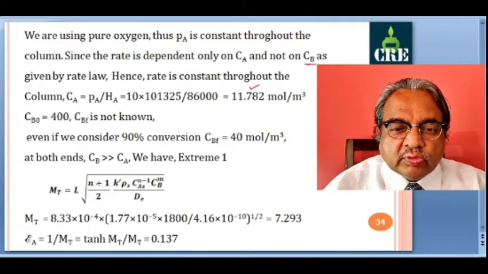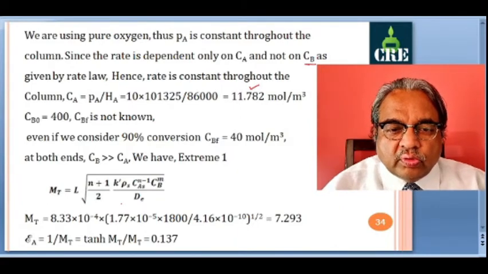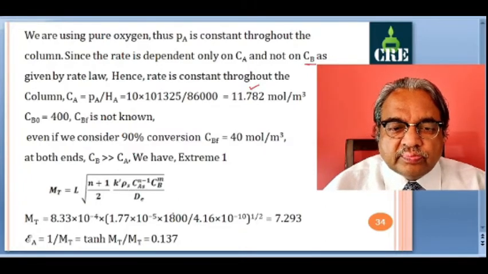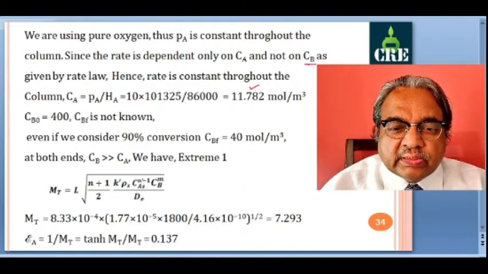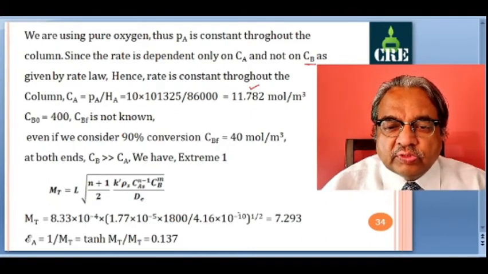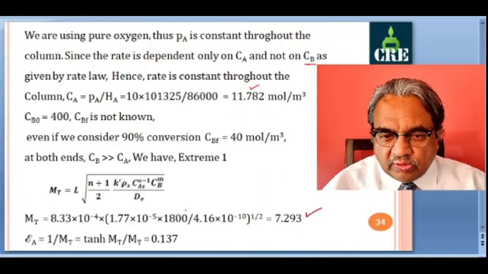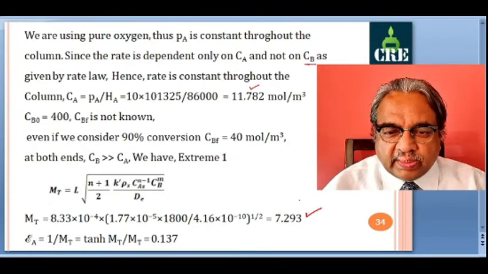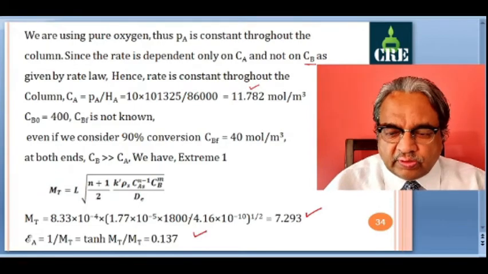N is equal to 1, so (1+1)/2. K prime is given, rho s is given, then Ca raised to n minus 1 is 0. Cb raised to 0 divided by dE, the diffusion coefficient, and square root of this. So the Thiele modulus comes out to be 7.293. It is greater than 4, so tanh(mT)/mT is 1/mT, and it is 0.137.